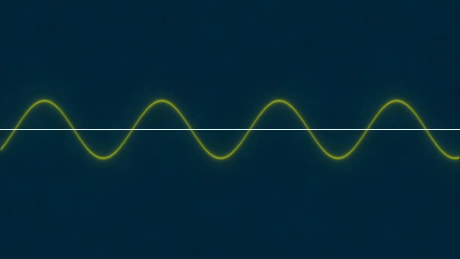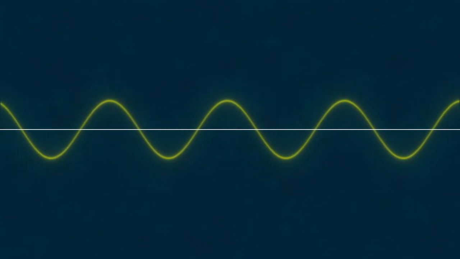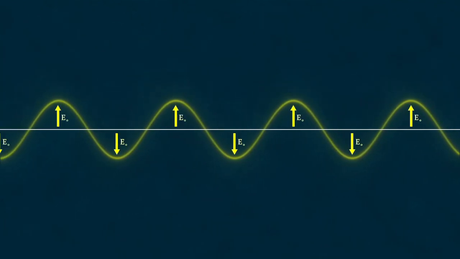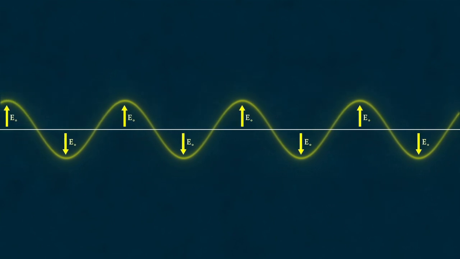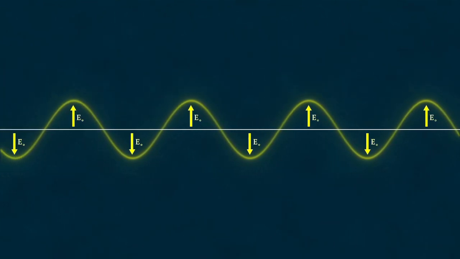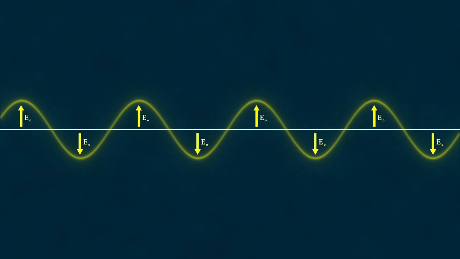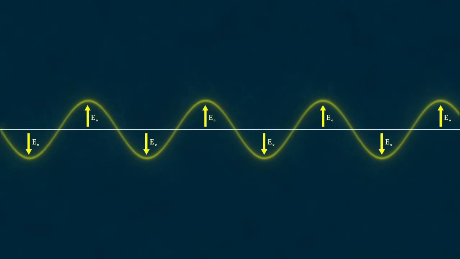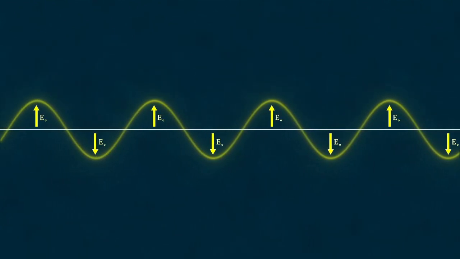Its presence means that a time-varying electric field is present in the wavefront, the intensity of which periodically changes from E0 to minus E0, where E0 is called the amplitude of the wave. It is this magnitude that roughly determines the brightness of the light we observe.